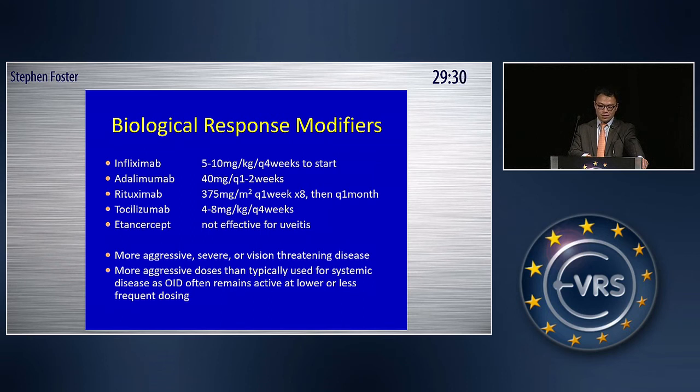And just for comparison, rituximab treatment for rheumatoid arthritis, they usually just do it once, and then once again in 2 months, and then that's it. Sometimes they do maintenance dosing every 6 months, something like that. But we use it very aggressively. Tocilizumab is Actemra. You can do that 4 to 8 milligrams per kilo every month. And again, Enbrel is not effective for uveitis.